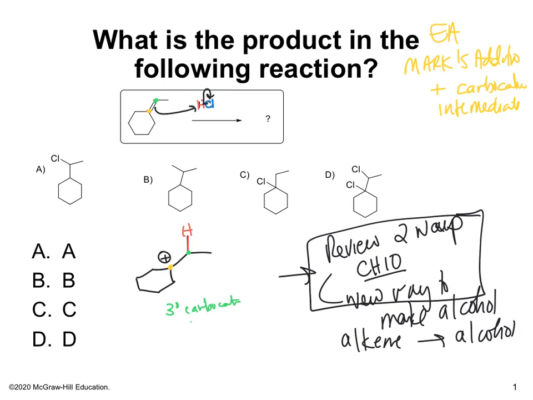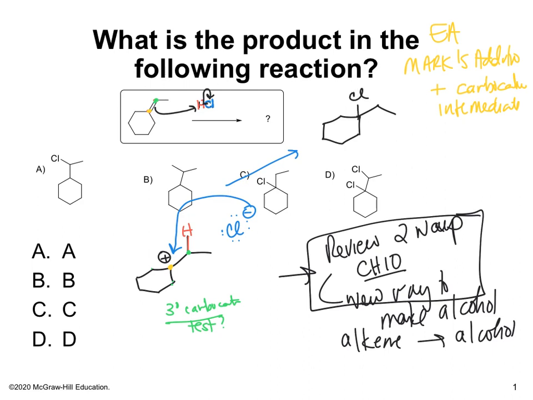And then we do the test, okay? If we switch places with the next door neighbor, that would be a secondary, that would be a secondary, that would be a secondary. So tertiary is the more stable carbocation. And now we have this nucleophile here that will come and attack the electrophile. And we've added the Cl there.